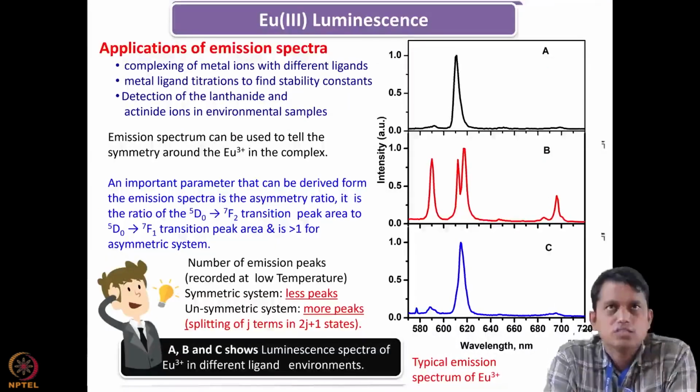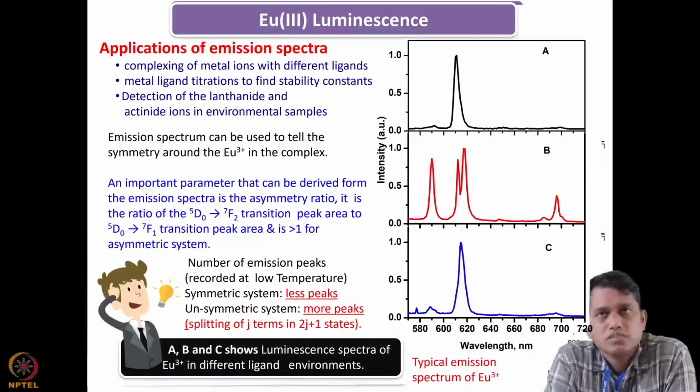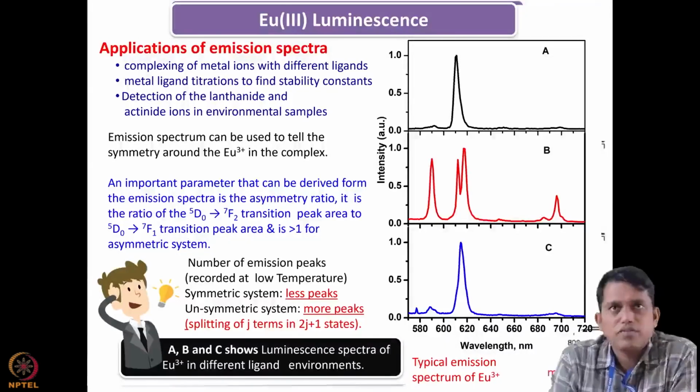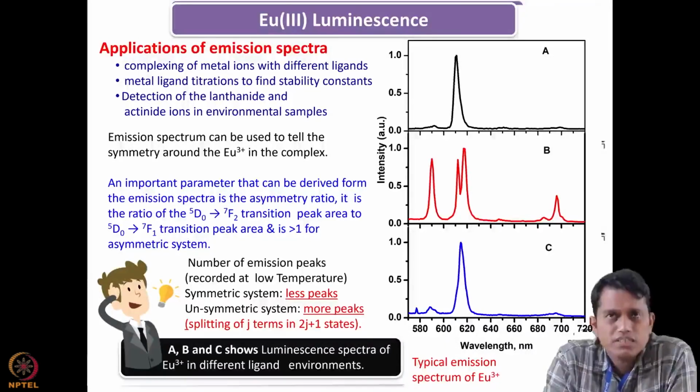So we'll now discuss the application of emission spectra. Once we have emission spectra recorded, what kind of information can you draw from them? The first information you can easily draw is whether you have different complexes or the same complexes. When I say different complex or the same complex, my metal center is the same. When I say different, I mean the symmetry around the metal ion.